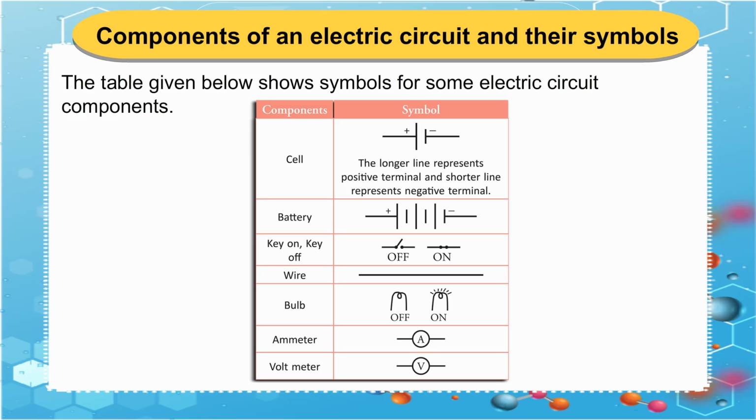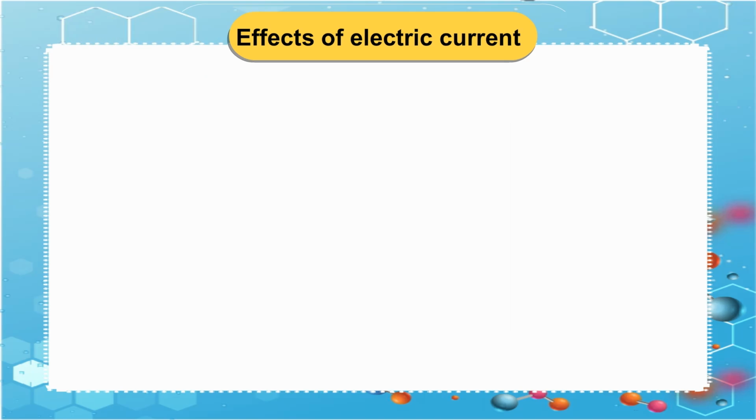Components. Symbol. Cell. The longer line represents the positive terminal and the shorter line represents the negative terminal. Battery. Key on, key off. Wire, bulb, ammeter, voltmeter.